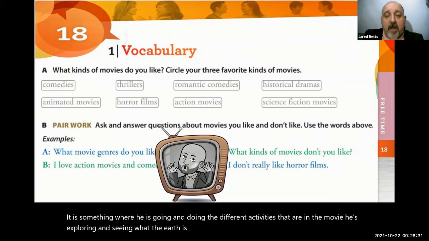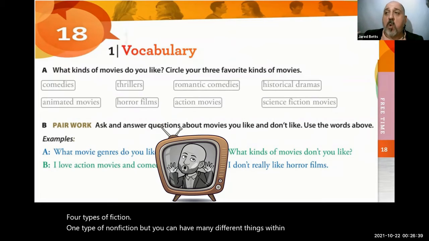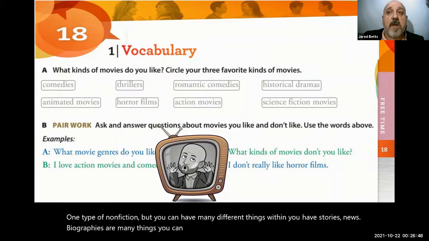So, four types of fiction, one type of nonfiction, but you can have many different things within nonfiction. You can have stories, news, biographies. There are many things you can do under nonfiction. Now, I said I'd come back and talk about animated.